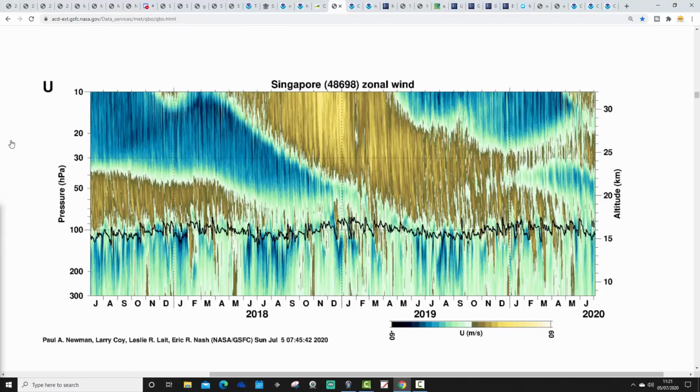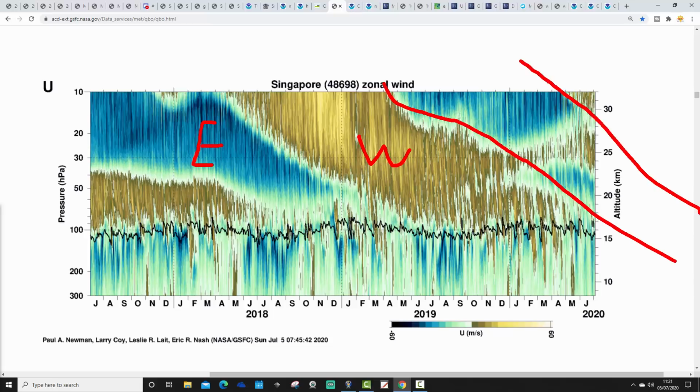This is from NASA again. It's just another way of looking at the data where we're in the blue areas. We've got the blue areas, that's the easterly QBO. The sandy coloured areas is westerly QBO. So again, we should be seeing the easterly QBO descending very gracefully and naturally from the stratosphere through the troposphere to the low levels of the atmosphere.